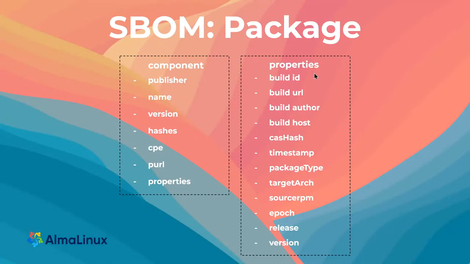In our case, we include the build system, build ID, build URL, the author, and the host that has built this thing. And then we include, of course, the cache hash, timestamp, package type, whether it's an RPM or a source RPM, target architecture, source RPM, epoch, release, version, etc.